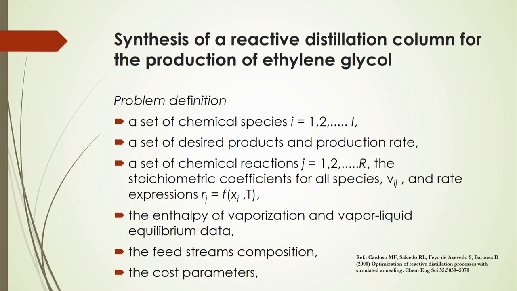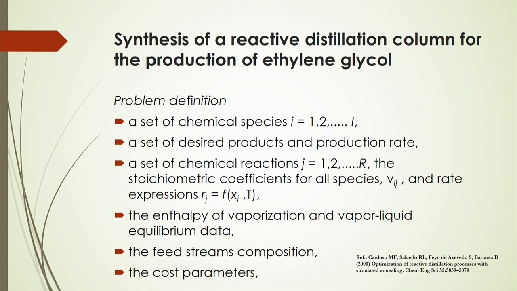that is described by Cardoso et al. in 2000 in their paper published in Chemical Engineering Science volume 55. They have given this problem definition: a set of chemical species represented by I, equal to 1, 2, up to I, and also a set of desired products and production rates, and a set of chemical reactions denoted by J, like 1, 2, up to r. The stoichiometric coefficients for all species are denoted by nu_ij, and rate expressions r_j are functions of component fractions, or compositions, and also temperature, and the enthalpy of vaporization and vapor liquid equilibrium data, the feed stream compositions, and the cost parameters.